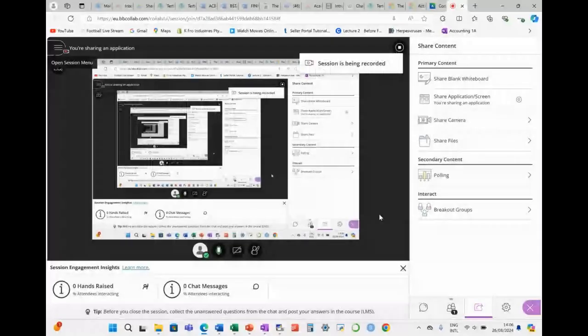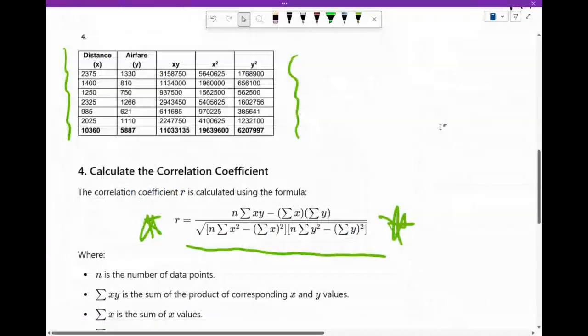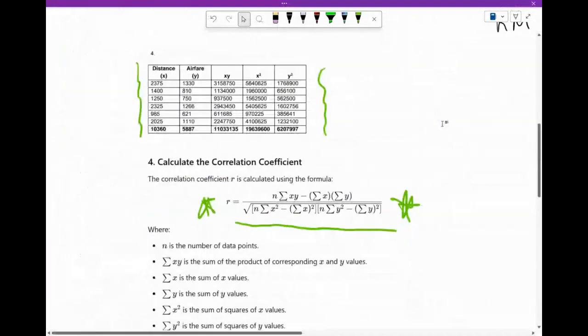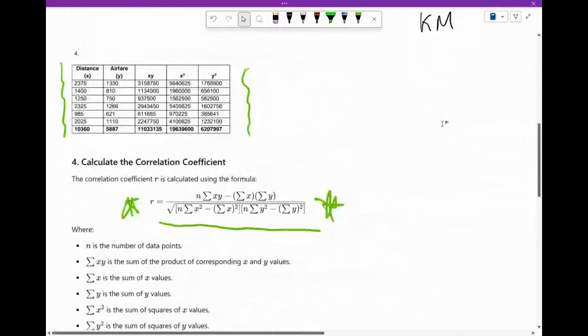Make themselves. Cheers. All right, guys. So let's proceed. Let's proceed.